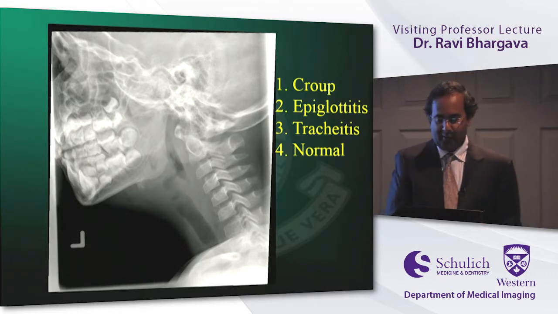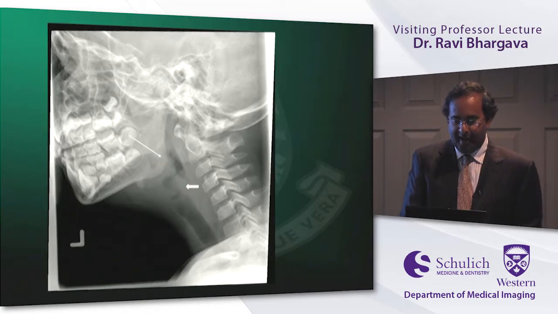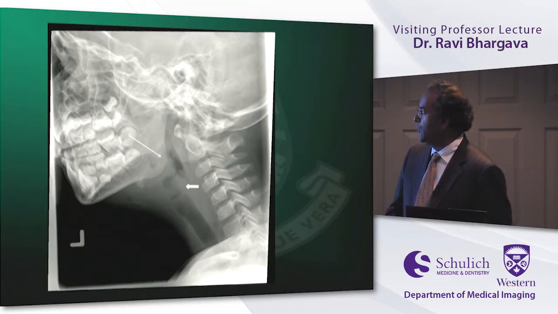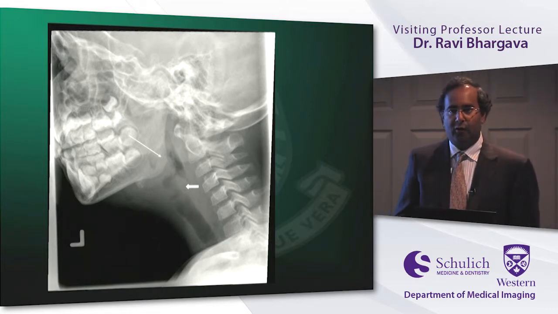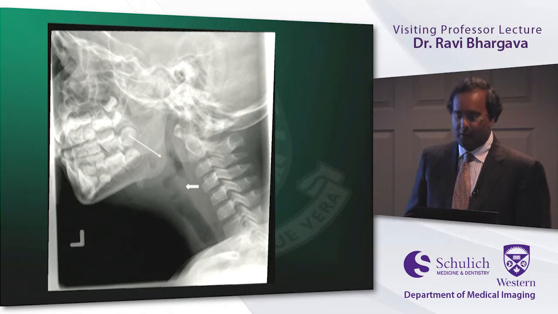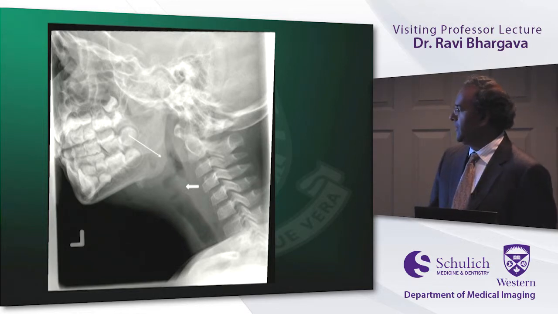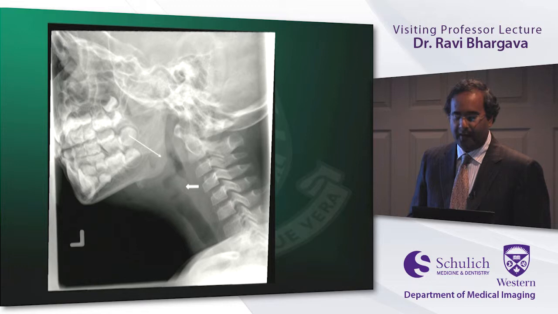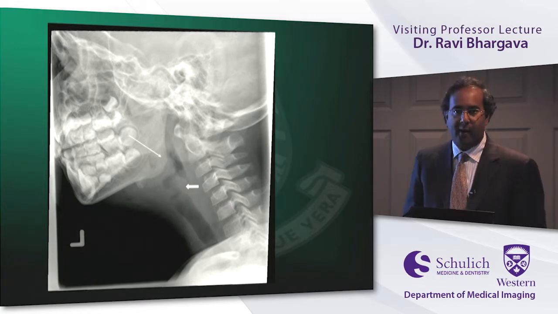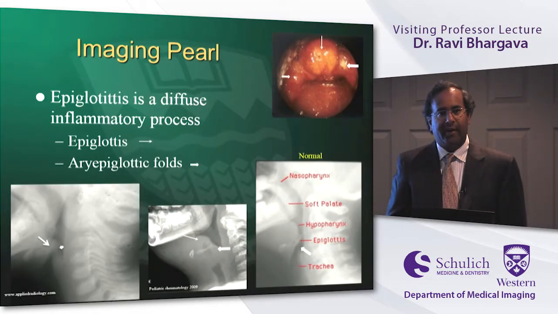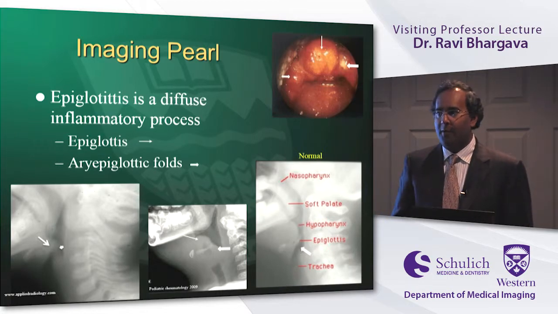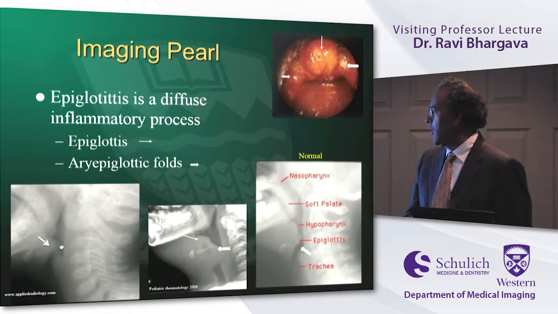So the most common answer given was epiglottitis. And if you look at these radiographs, you can see pointed with a long arrow the epiglottis. It looks round, it looks bulbous, it's enlarged. But also notice the soft tissues that extend from the tip of the epiglottis to the arytenoids, also known as the aryepiglottic folds. They're also thick, swollen, and enlarged. And the thing to remember in this disease is that epiglottitis is a diffuse inflammatory process. It involves both the epiglottis and the aryepiglottic folds.